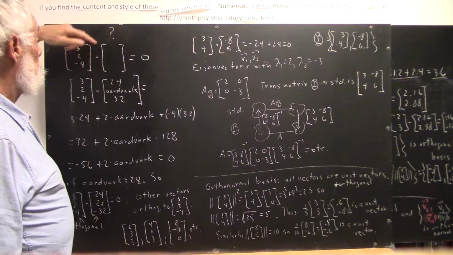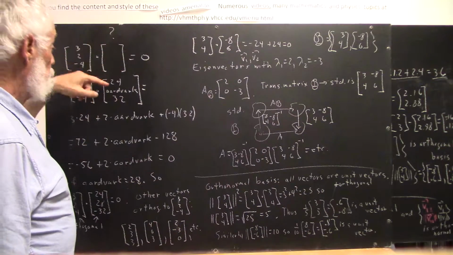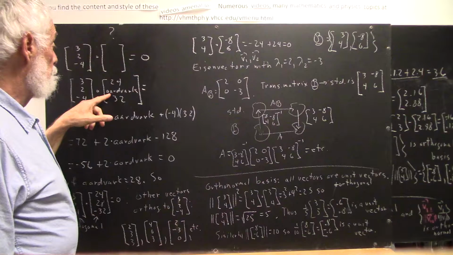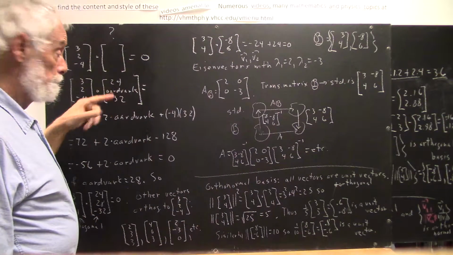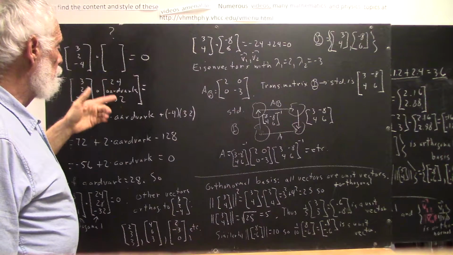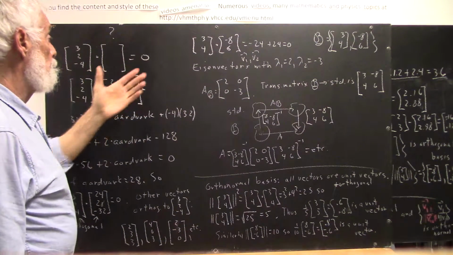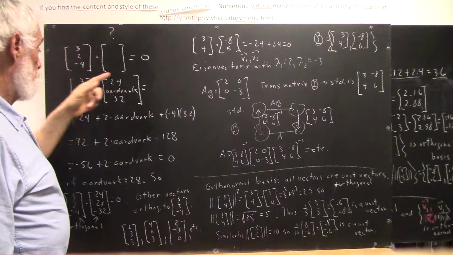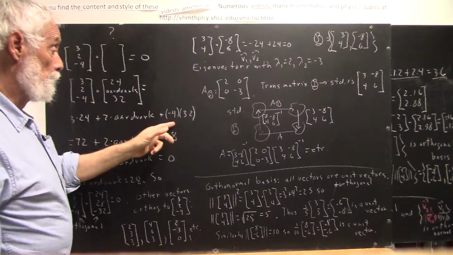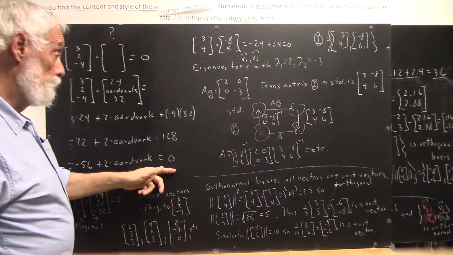So in this case, I said, okay, let's just say the first component is 24 and the last component is 32, and the second component of this vector is aardvark. Okay? So if 3, 2, negative 4 dot 24, aardvark, 32 is going to equal 0, then 3 times 24 plus 2 times aardvark minus 4 times 32 has to equal 0.